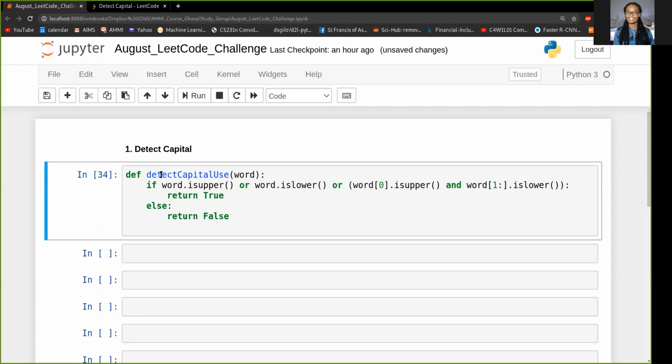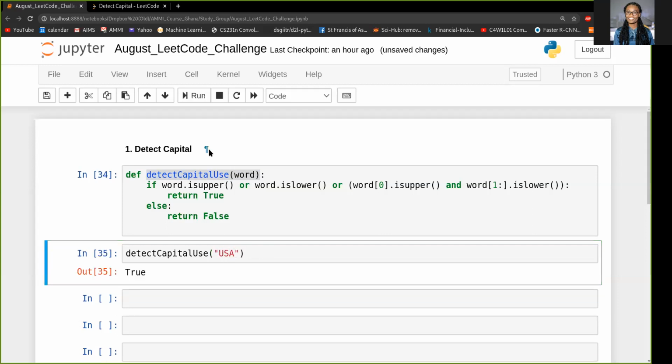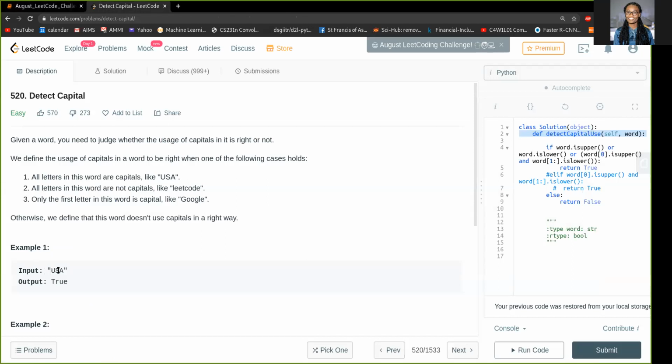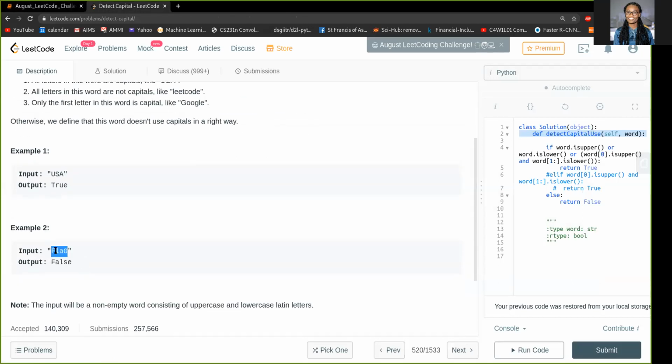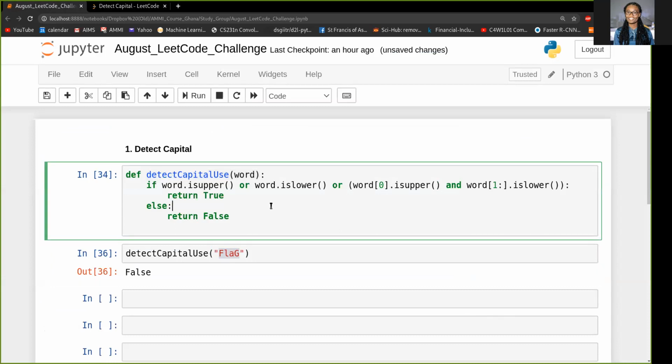So that's basically it. So let's try to see if this actually works. I'm giving it a word like USA, and it's true, because the input, for instance, USA is true. So let's try the word Flag like they've given us here. So if we try Flag, what do we get? False. What is it supposed to return? False. And that's right, because we expect that the first is F, but then the rest of the letters are a mixture of small and uppercase letters. So basically this is the solution for the first day, detecting capital.